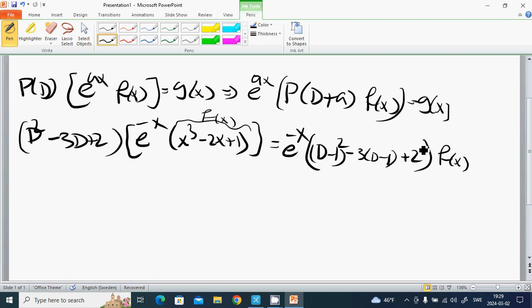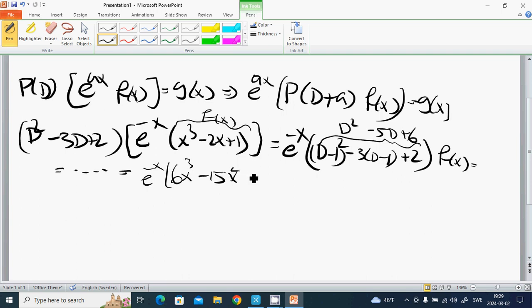But this one is D^2 minus 5D plus 6. Then this part is going to be the calculation: e^(-x) times (6x^3 minus 15x^2 minus 6x plus 16).